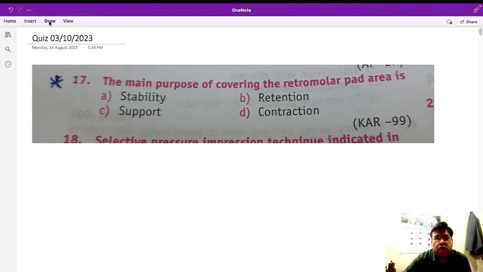Great. So, now this question here, what should be the answer for this? The main purpose of covering the retromolar pad area is... You can just mention A, B, C, or D.